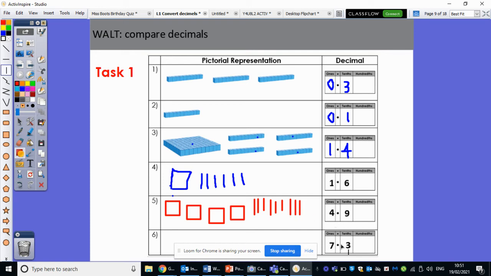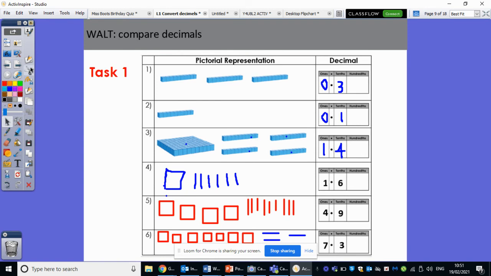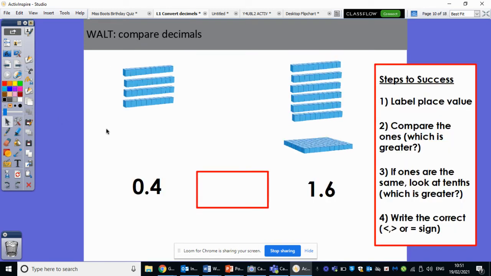Great. And then for the final one, how many ones do we have? We've got 7. So 1, 2, 3, 4, 5, 6, 7. And how many tenths? We've got 1, 2 and 3, like that. Oh, it doesn't matter that they're going sideways. So this is what your answer sheet should roughly look like, although a bit of a neater version. So moving on to the next section now.